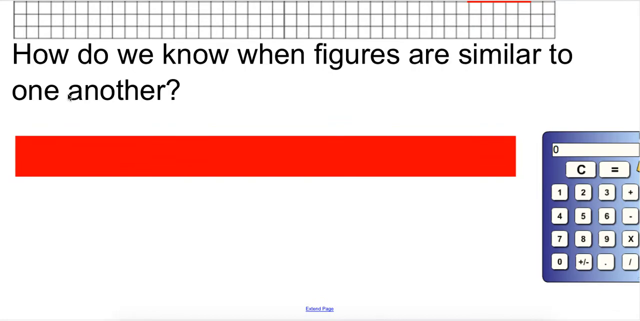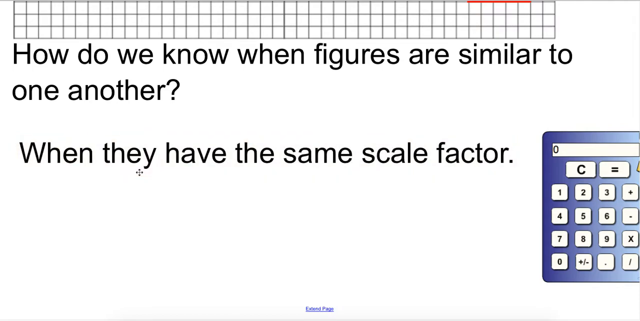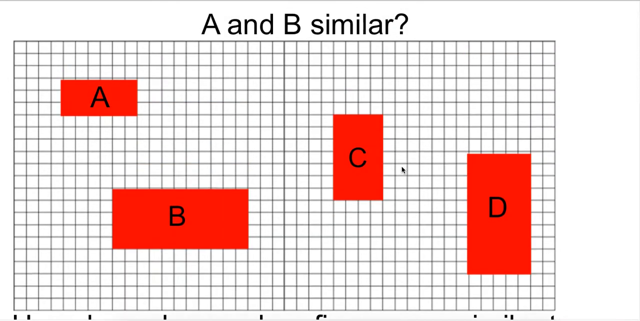In order to check if two figures are similar, all you have to make sure is, do those two figures have the same scale factor? Now, before we can check if these two figures, A and B, are similar, we have to know, do they have the same scale factor? And even before that, we have to be able to decide what their dimensions are.